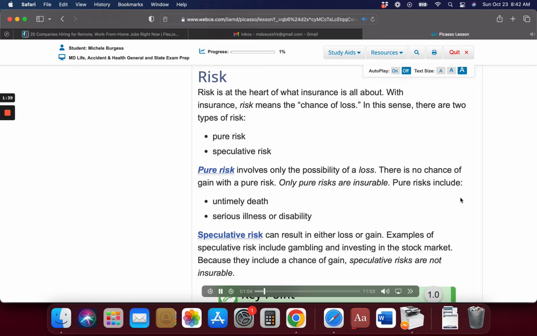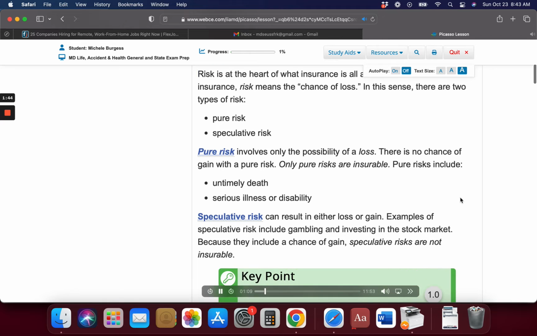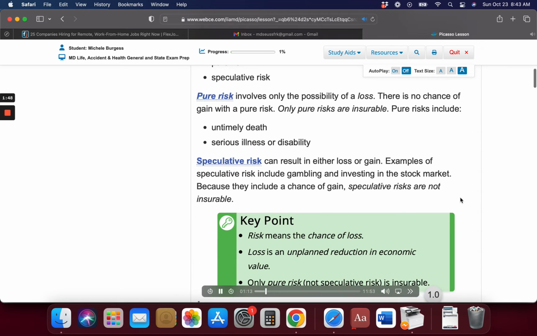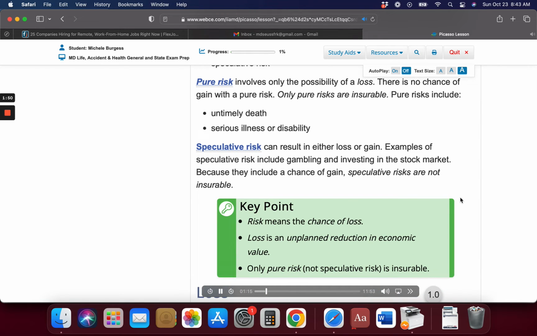Pure risk. Speculative risk. Pure risk involves only the possibility of a loss. There is no chance of gain with a pure risk. Only pure risks are insurable. Pure risks include untimely death, serious illness or disability.